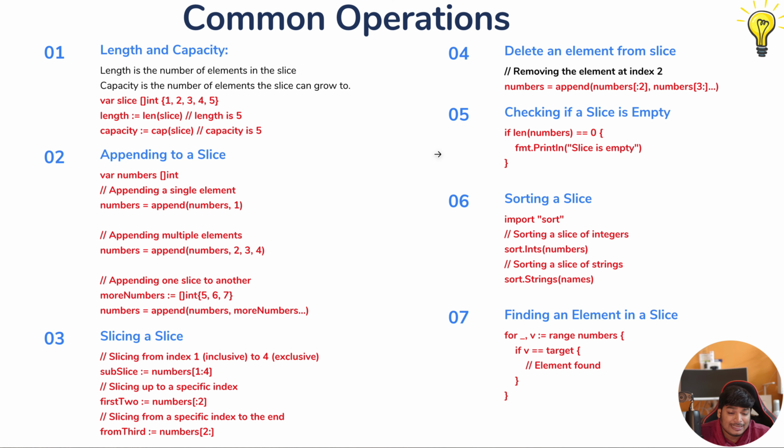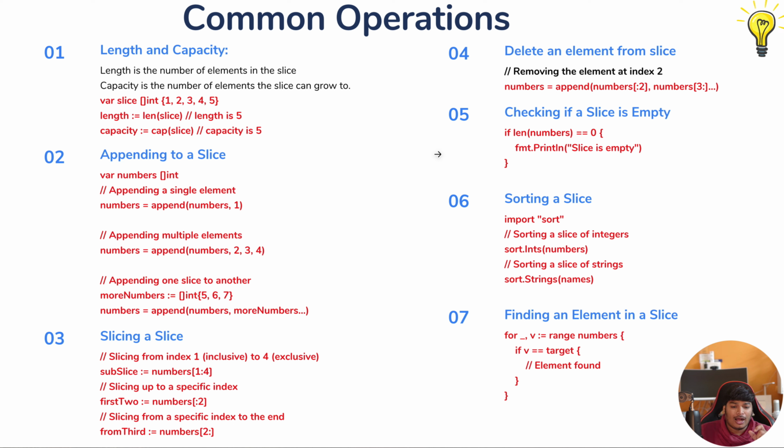The fifth one is checking if the slice is empty or not, and this is very easy. You use the len function. So if len of the slice variable equals 0, that means no elements, and you can say the slice is empty.